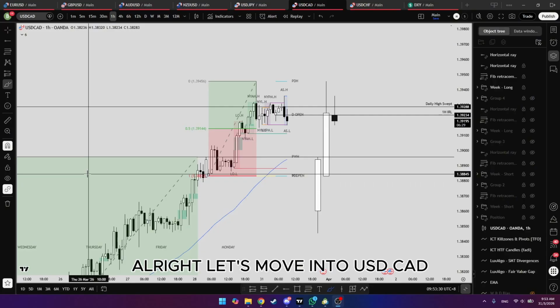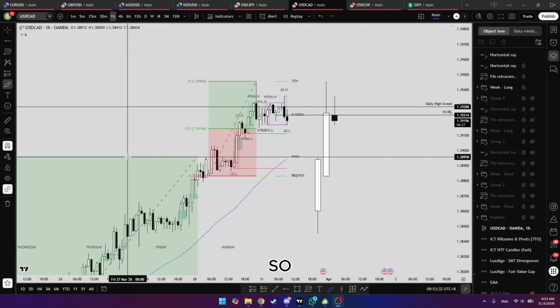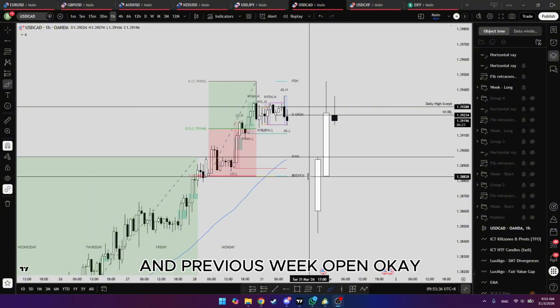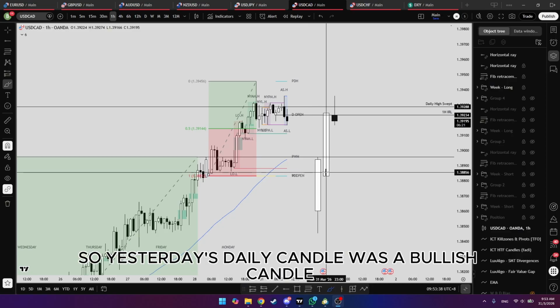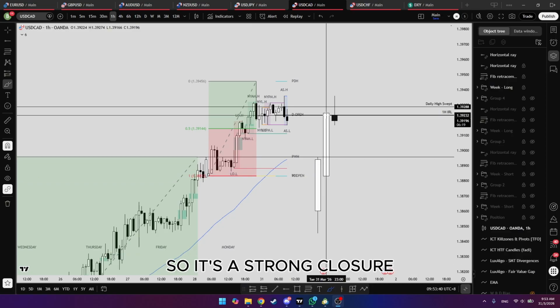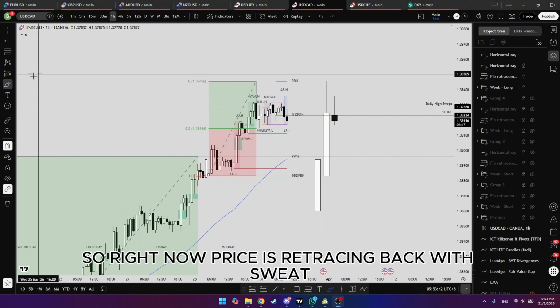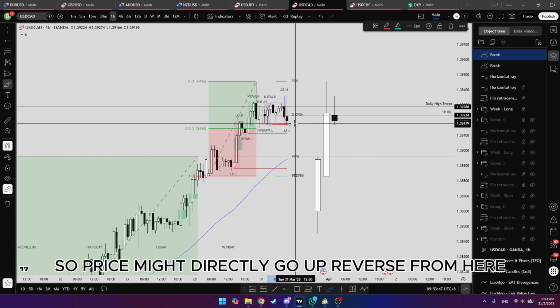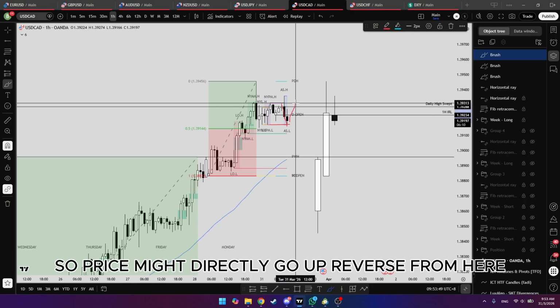Alright, let's move into USD CAD. So price right now is trading above previous week highs and previous week open. Yesterday's daily candle was a bullish candle, so it's a strong closure. So right now price is retracing back. We swept this liquidity right here. So price might directly go up, reverse from here.